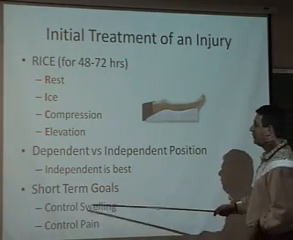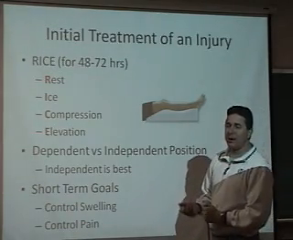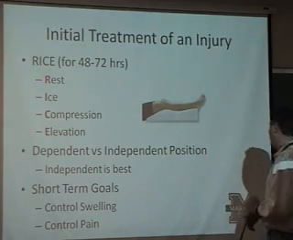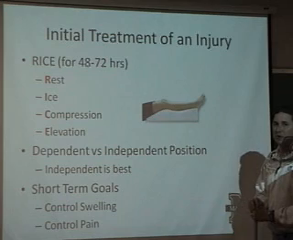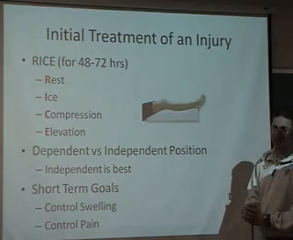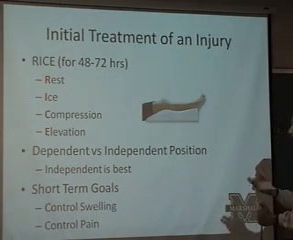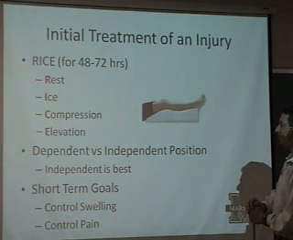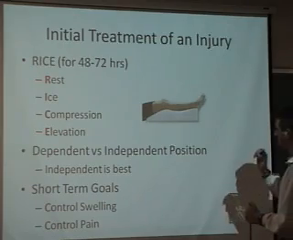Our short-term goals: control swelling, control pain. With control swelling, with control pain, it's going to put us well ahead in our rehab regimen. That'll keep it to where we don't lose all those days trying to get the swelling out. We decrease the pain. The swelling will cause pain, both mechanically and heighten the sense of pain, because of the chemical mediators with the swelling. So we really want to focus on the short-term goals of control swelling, control pain. Keep them in that independent position as much as possible.